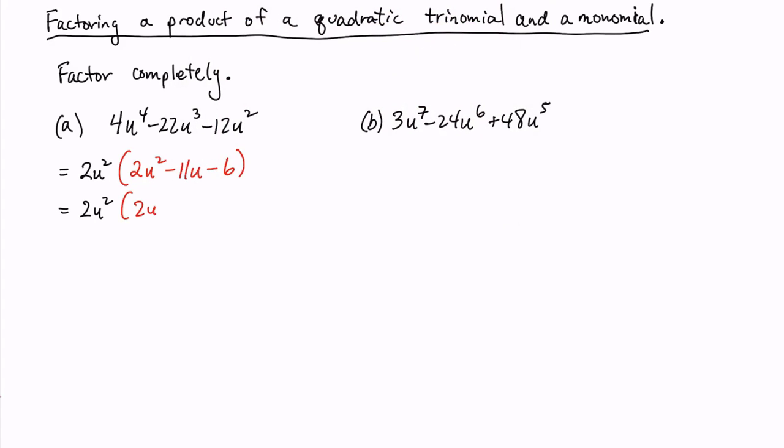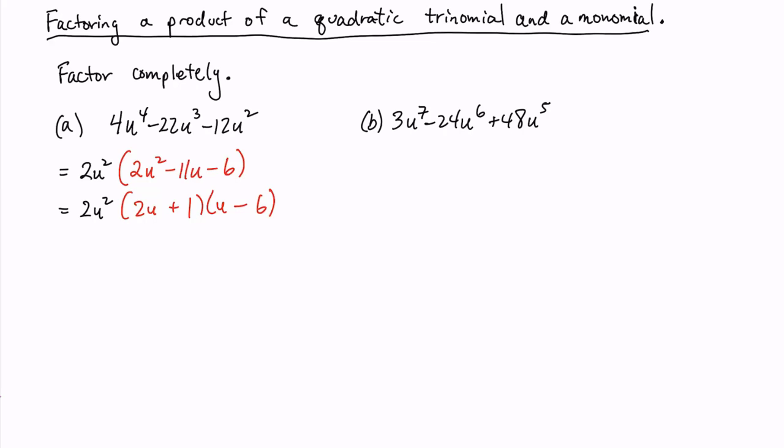We'll use the trial and check method. First position, 2u and u. And the last position, let's try a 6 here and a 1 here. We're going to subtract 12u and add a 1u, and then we have checked.